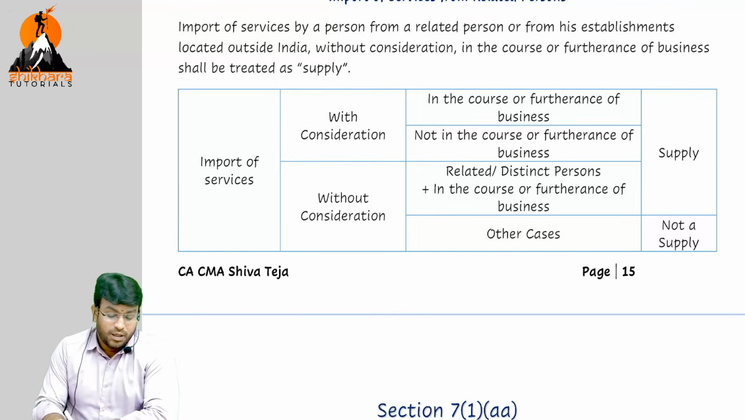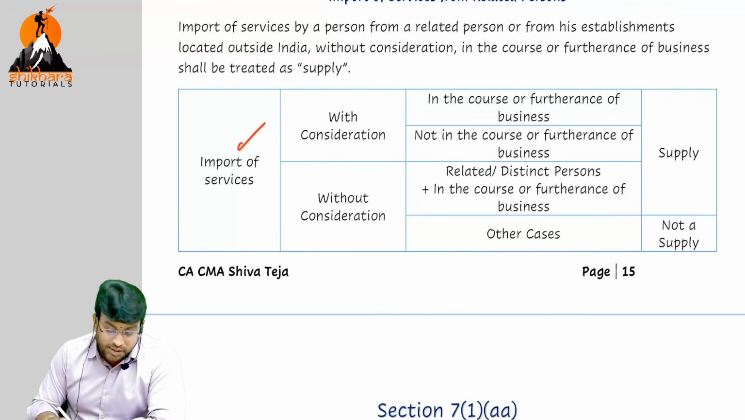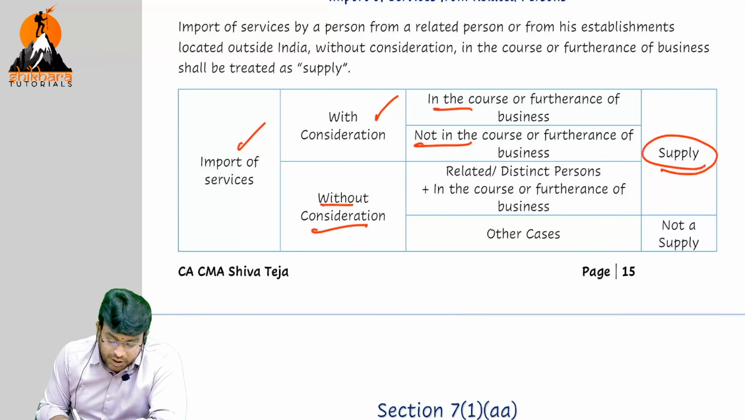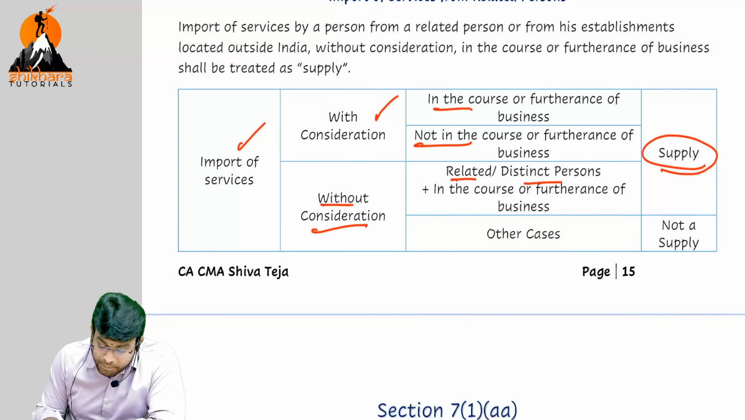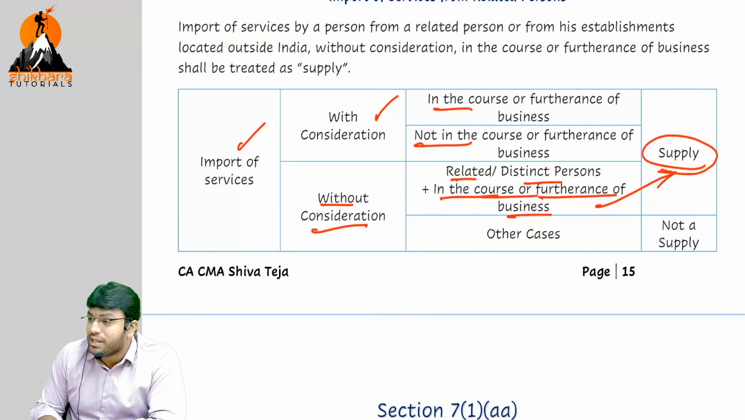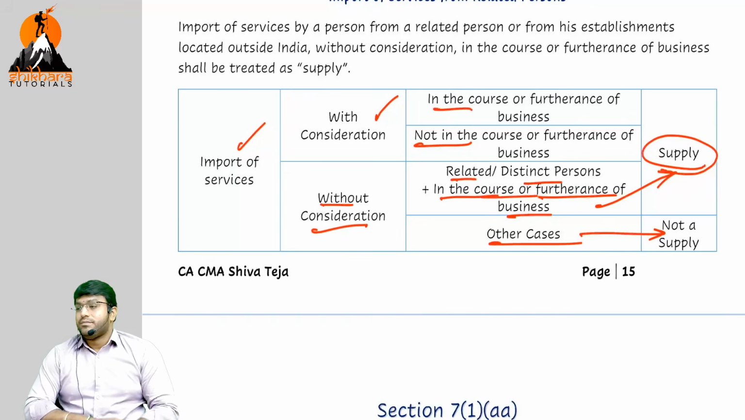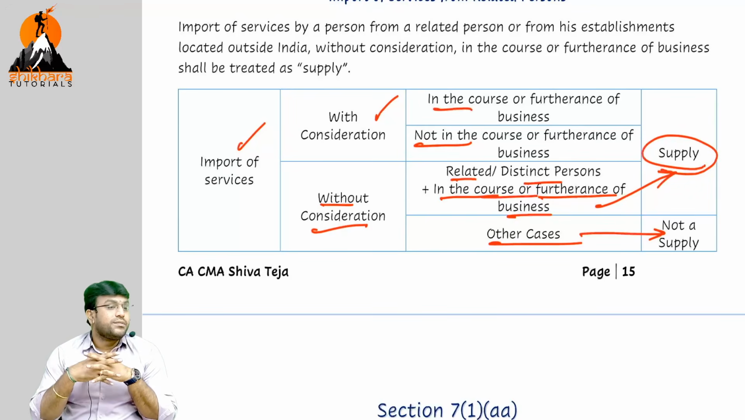Diagram. Import of services with consideration, whether it is in the course of business or not in the course of business, it is a supply. Without consideration, from a related person plus in the course or furtherance of business, then only it is a supply. Otherwise it is not a supply. I'm sure we are getting clarity on this.